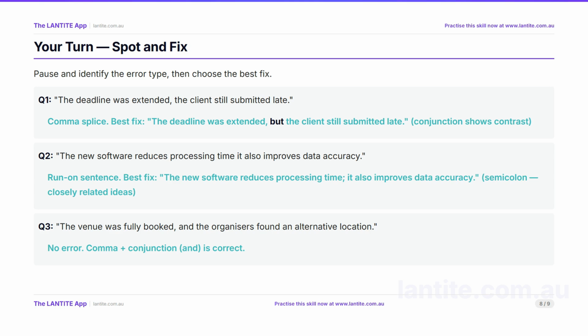Question 3. The venue was fully booked, and the organizers found an alternative location. No error here. There is a comma plus a conjunction, which is perfectly correct. Not every comma between clauses is a splice.